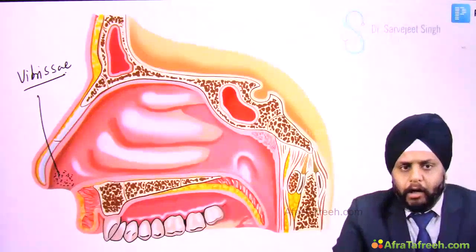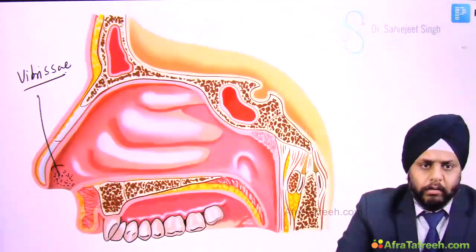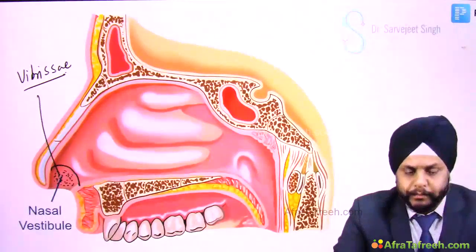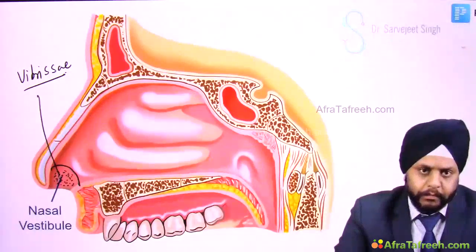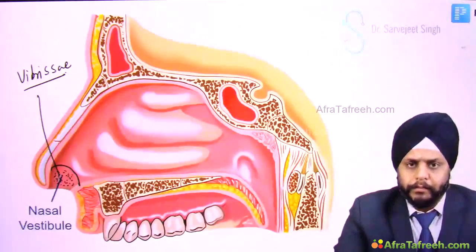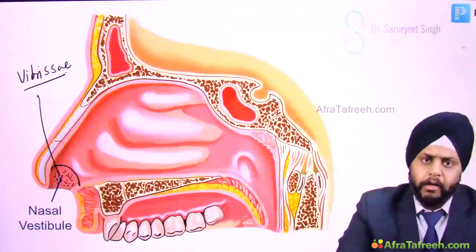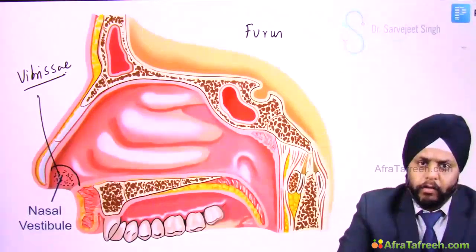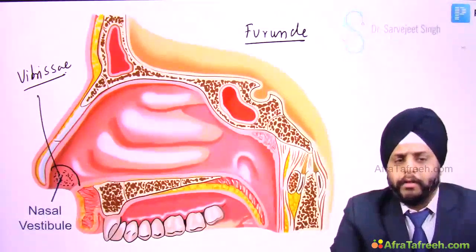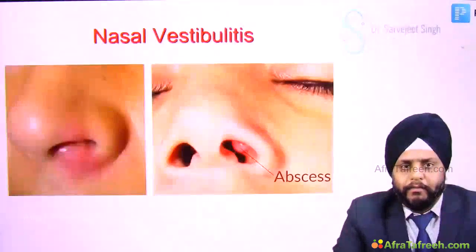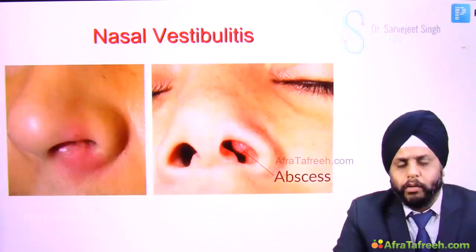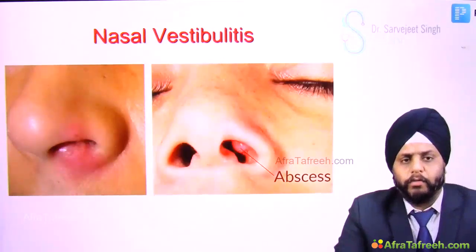This part of the nasal cavity, or the lateral wall, is known as nasal vestibule, right? Now remember, sometimes there can be infection in this region of nasal vestibule. We can have furuncle. What is a furuncle? Furuncle is a staph aureus infection of the hair follicles. So if there is furuncle in the nasal vestibule, we will call this condition nasal vestibulitis. We know the most common causative agent is Staphylococcus aureus.